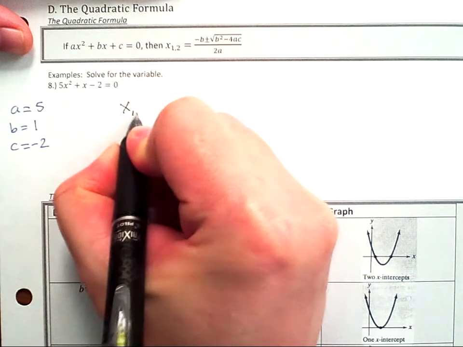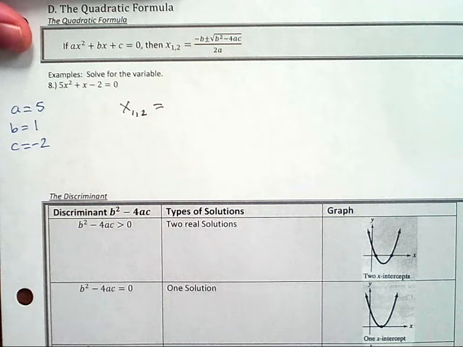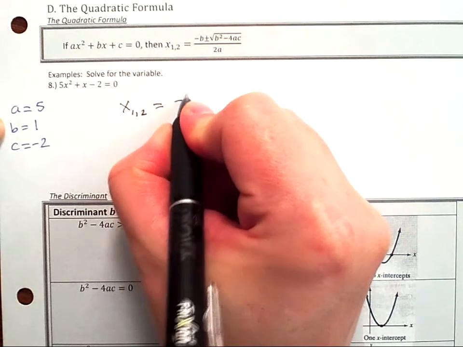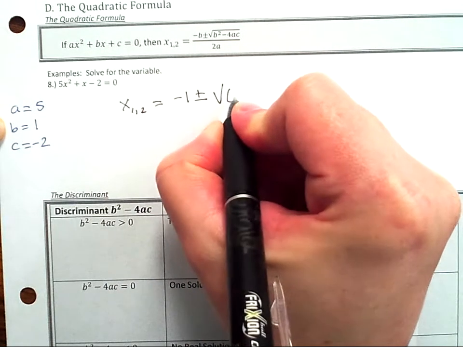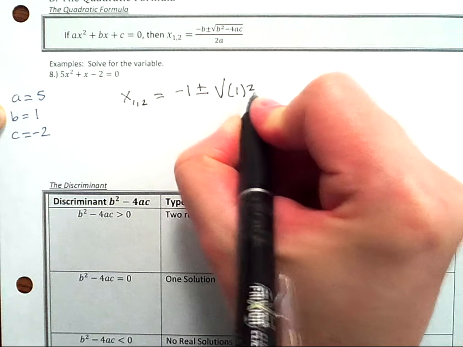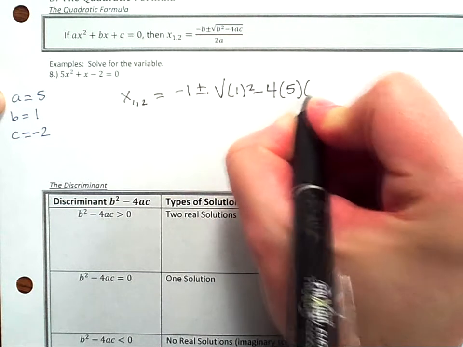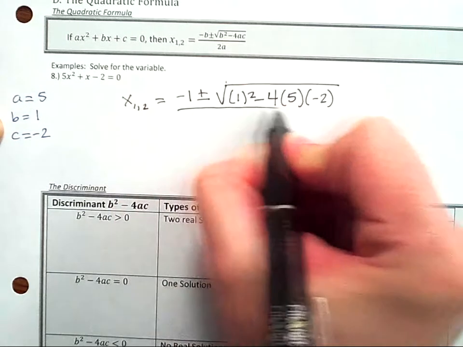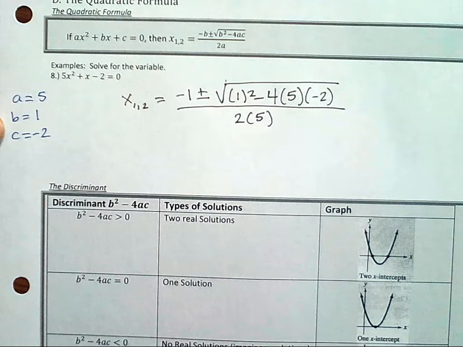So I can say x sub 1, 2, or if you just want to write x equals, some people don't like the sub notation. Negative b, so negative 1 plus or minus the square root of b squared. Make sure you're putting that b in parentheses. Minus 4 times a, which is 5, times c, which is negative 2. All over 2 times a, which is 2 times 5.